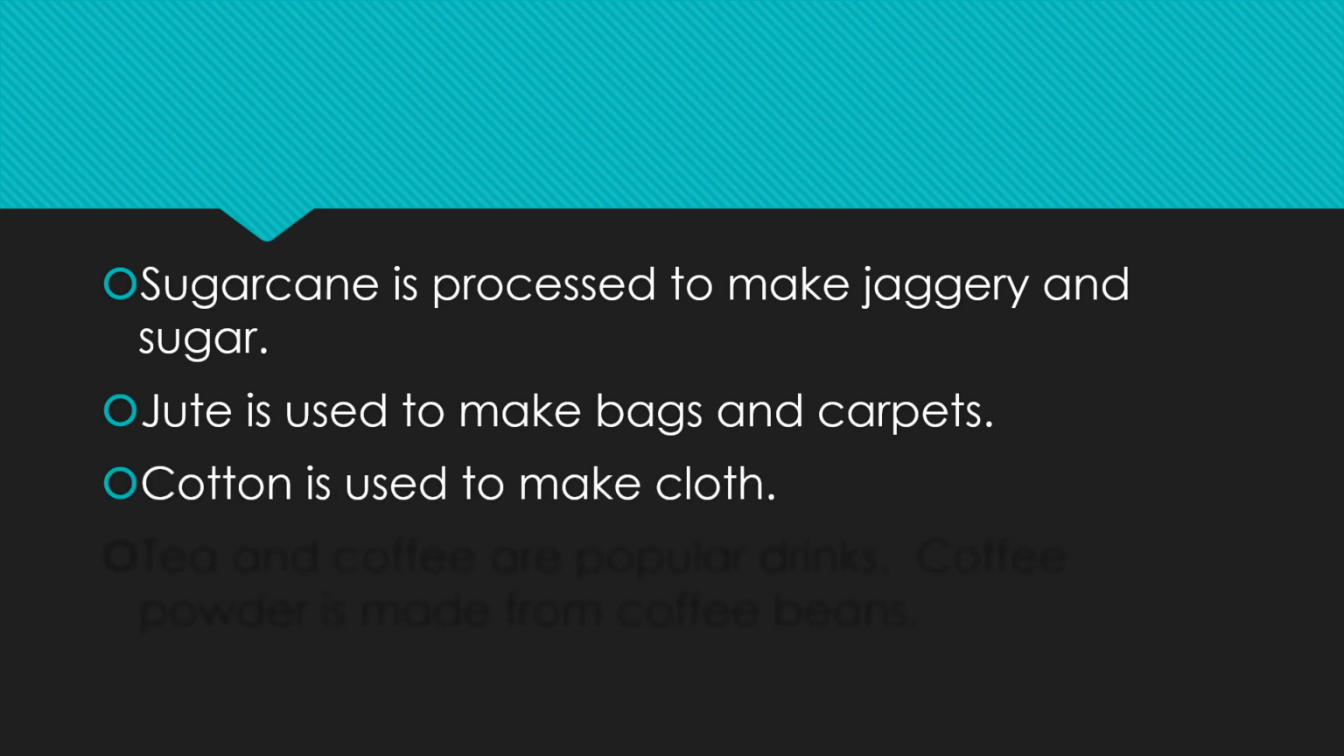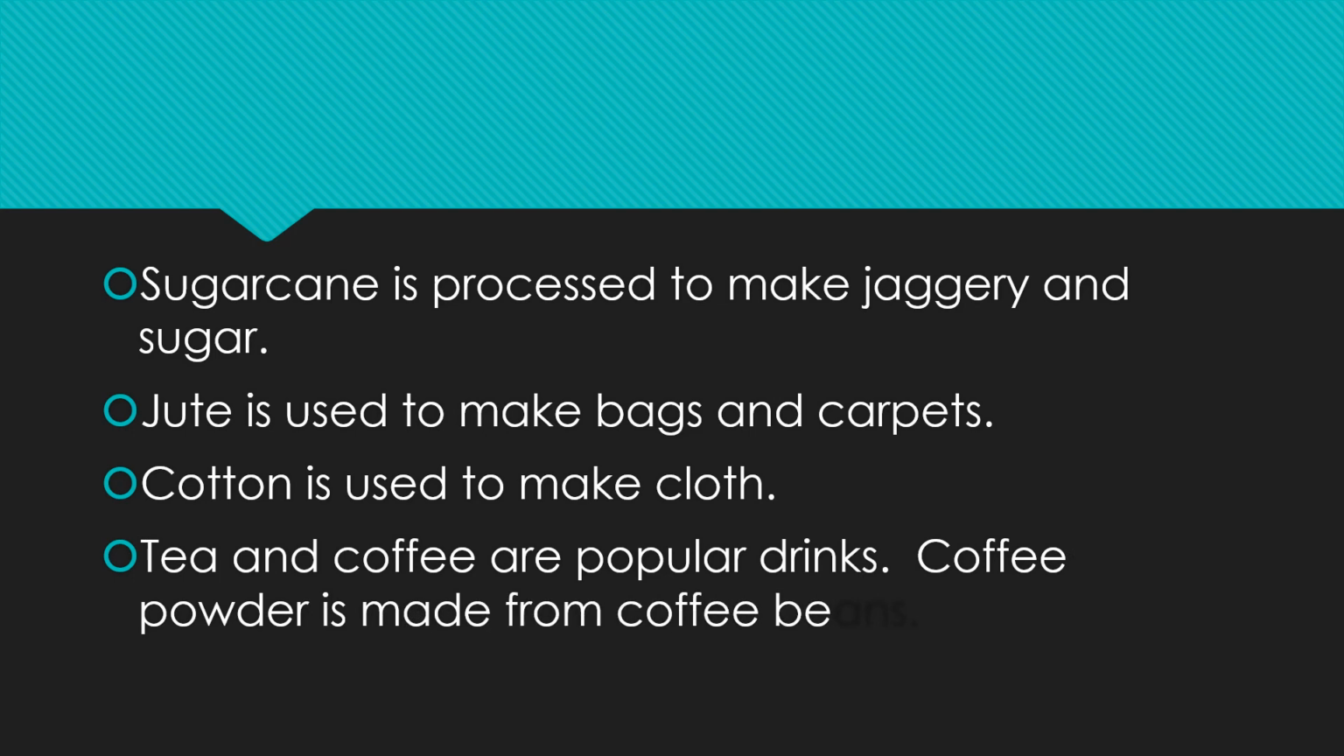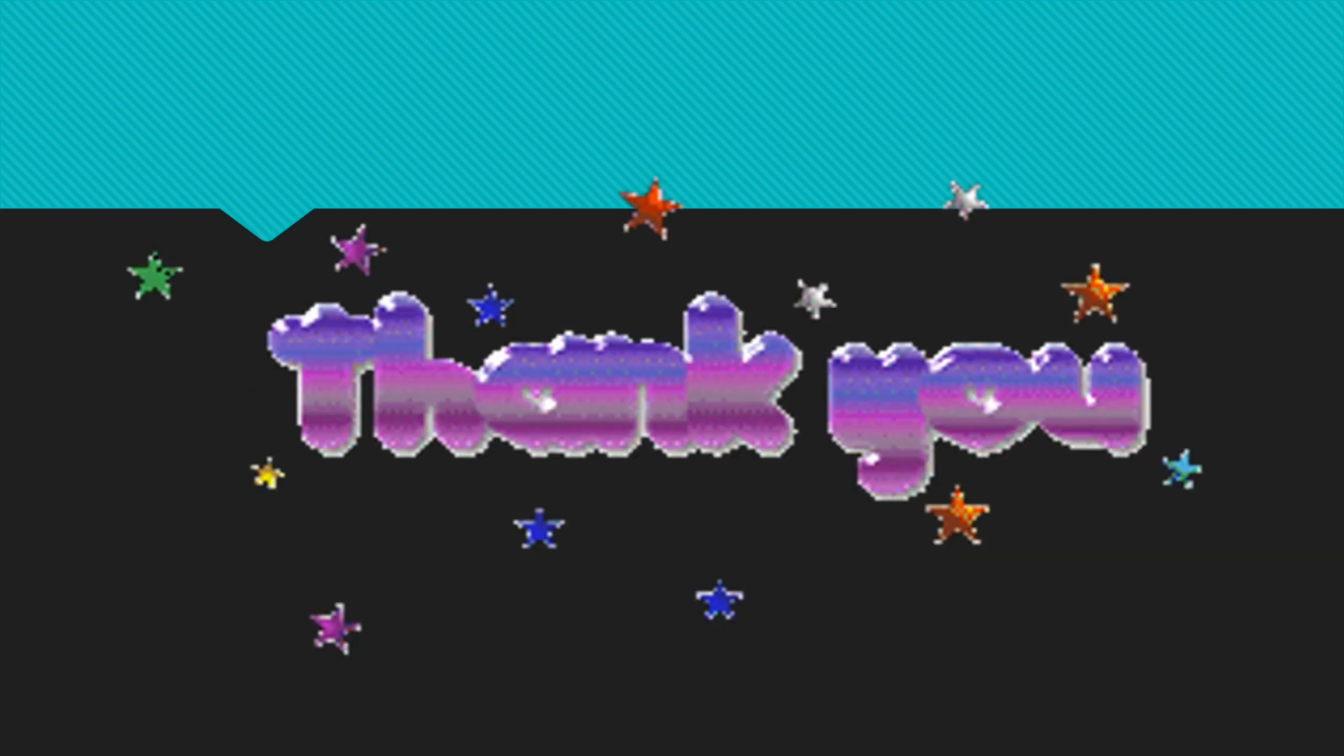Cotton is used to make cloth. Tea and coffee are popular drinks. Coffee powder is made from coffee beans. So that is all for this. The rest of the things we will study in the next video.